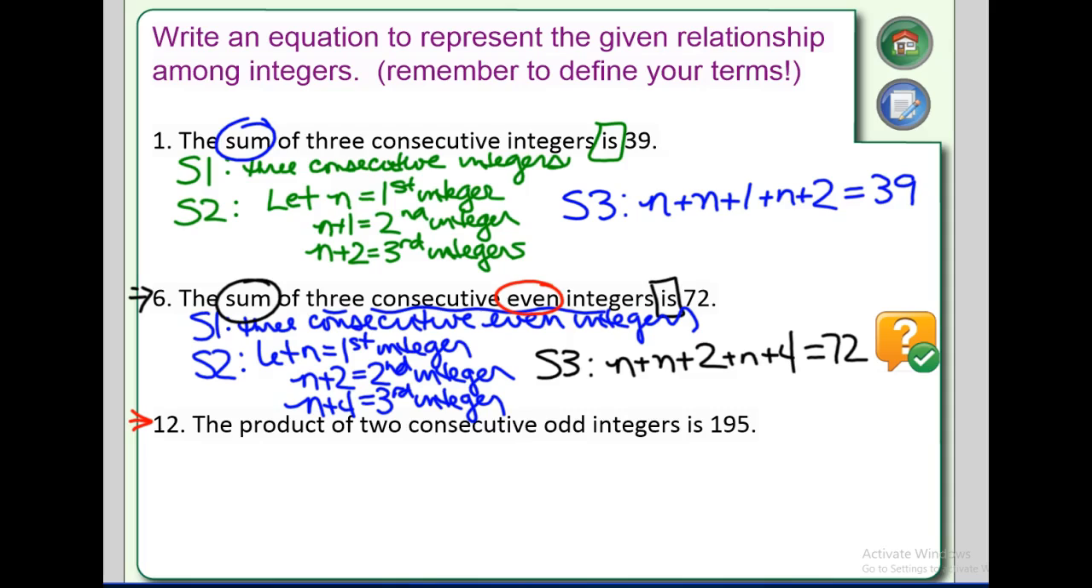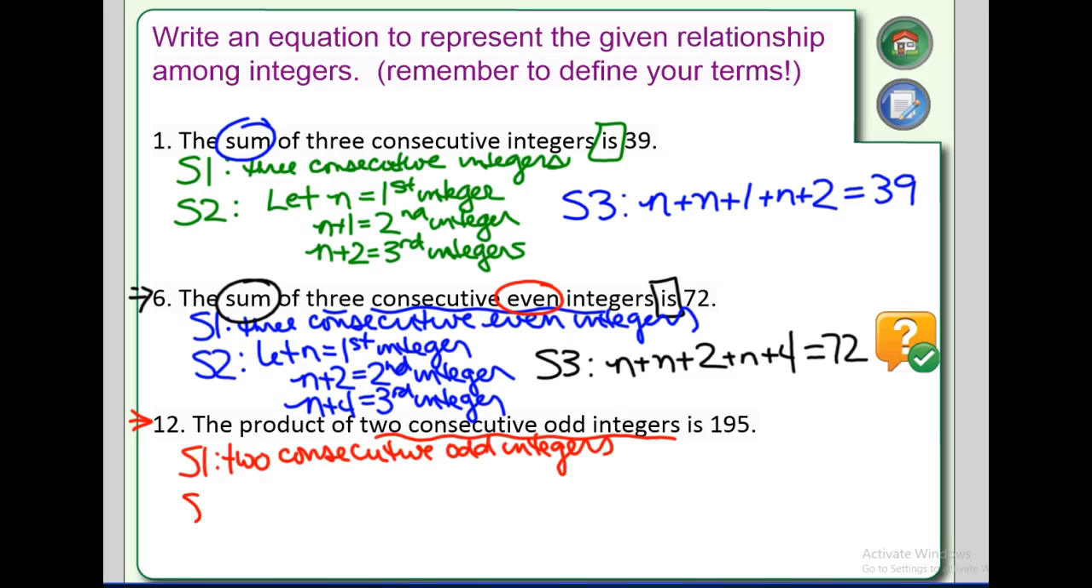Okay, let's look at number 12. Okay, so the product of 2 consecutive odd integers is 195. Okay, so step number 1. What are we looking for? 2 consecutive odd integers. There we go. 2 consecutive odd integers. Okay, step number 2.